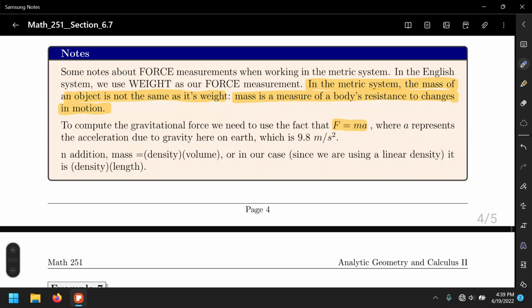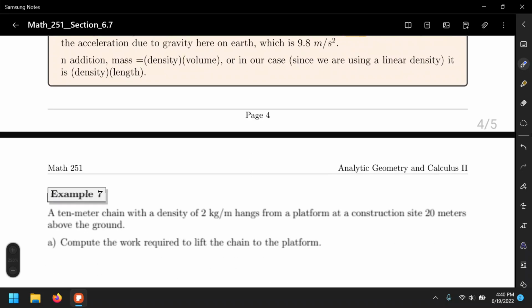force equals mass times acceleration, where a represents the acceleration due to gravity here on Earth. You know that value if you have taken a physics class or basic science class. Of course, we can express this formula this way: force equals mass times gravity. That's just to give a more specific symbol for this value of a. Also, mass is again density times volume. And since we're looking at force and displacement for one-dimensional situations, we get the mass by multiplying the density times the length.